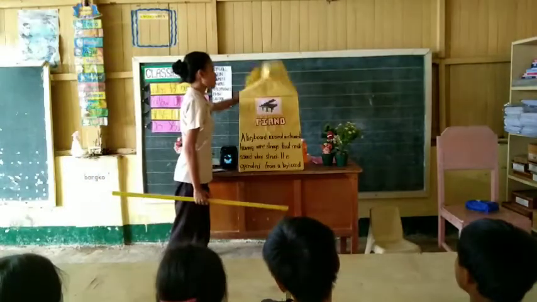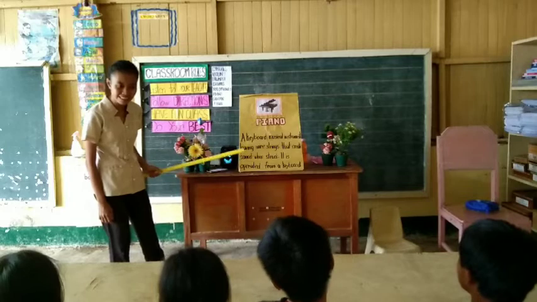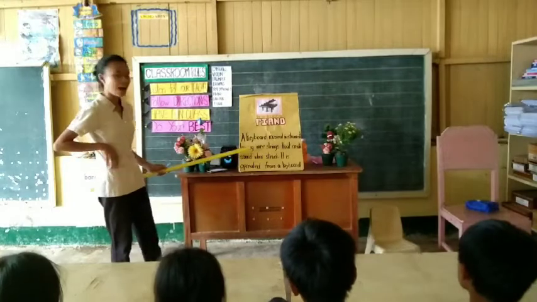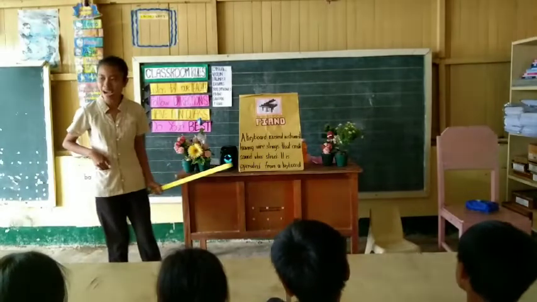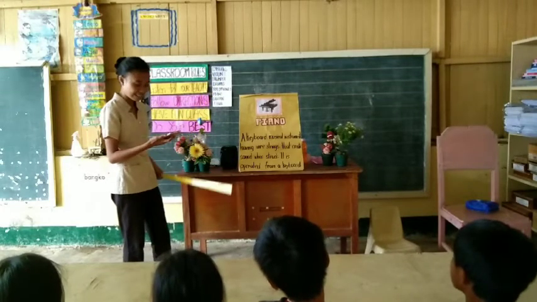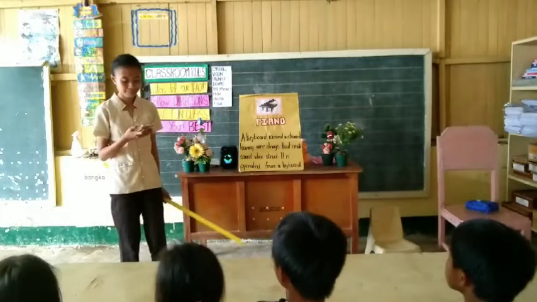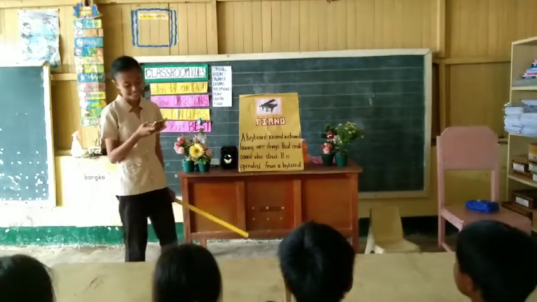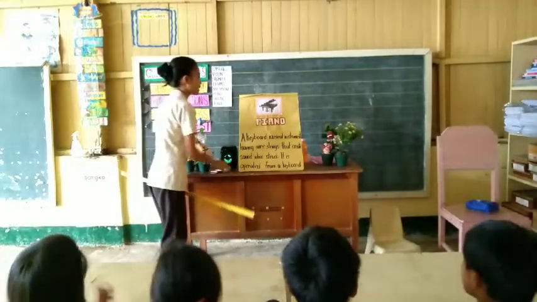Okay. The next instrument is piano. Are you familiar with this instrument? Yes, Ma'am. Okay. A piano is a keyboard musical instrument having wire strings that create sound when struck. It is operated from a keyboard. The sound of the piano is like this. Okay, please remember that, class.